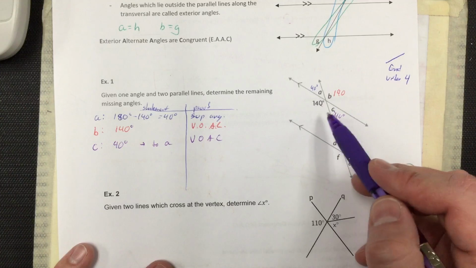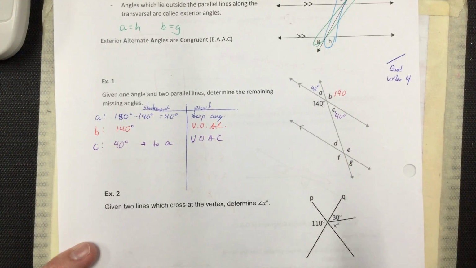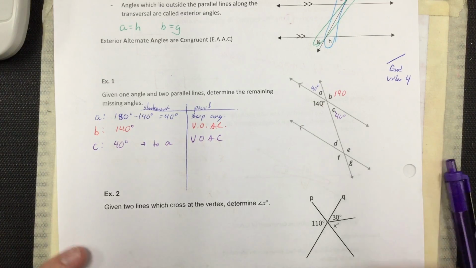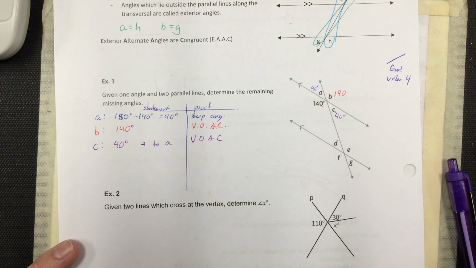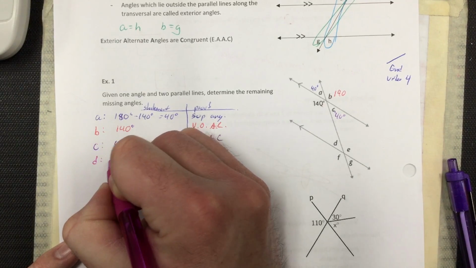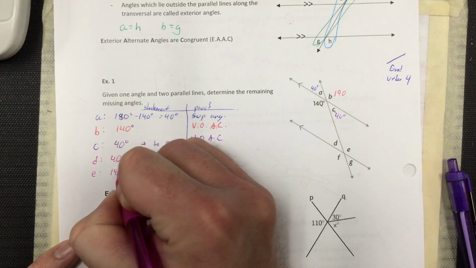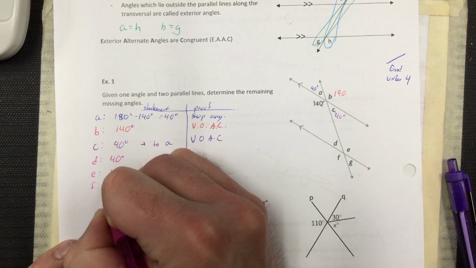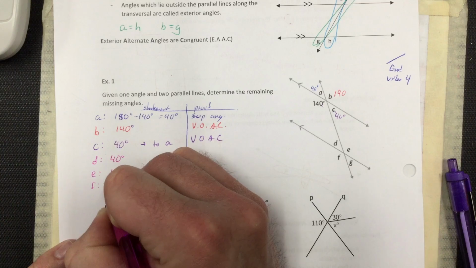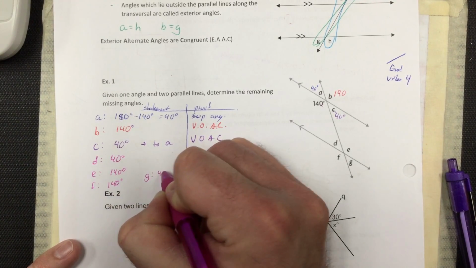Now, once we know these four angles here, we can directly transfer that to here. So we can say that, and I'm going to put this all into one kind of big thing here. D has to be 40 degrees. E has to be 140 degrees. F has to be also 140. And G is 40 degrees.